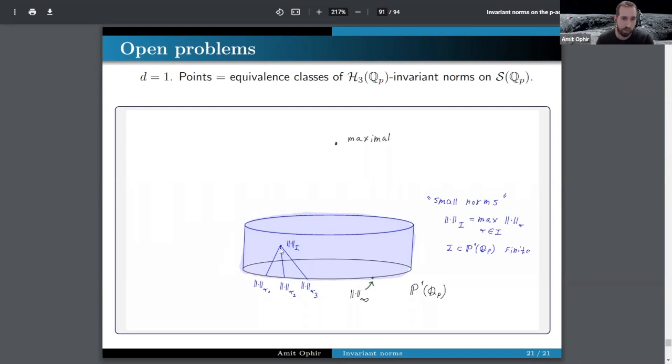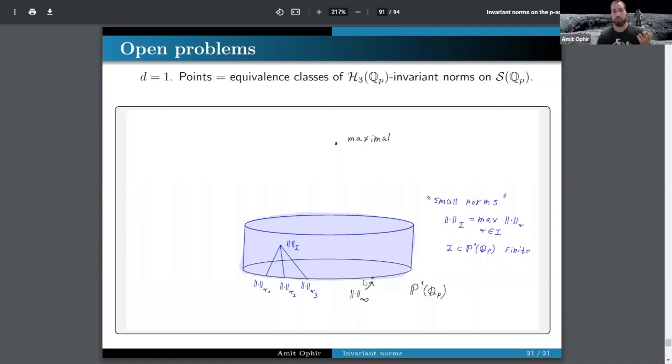So for example, the norm I in the picture here is just the maximum of norm alpha 1, norm alpha 2, and norm alpha 3. And I should say that these lines that you see here are not real lines in any geometrical sense. They're just here to indicate that this norm is the maximum of the 3 points below. This is the picture that we understand quite well, at least the bottom part. We understand quite well the completions by these norms and what other invariant norms lie underneath each small norm.